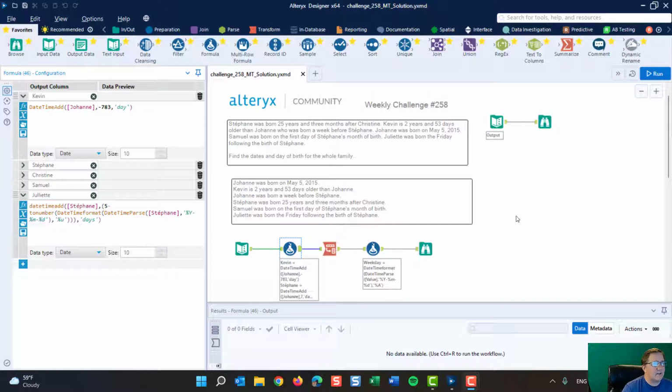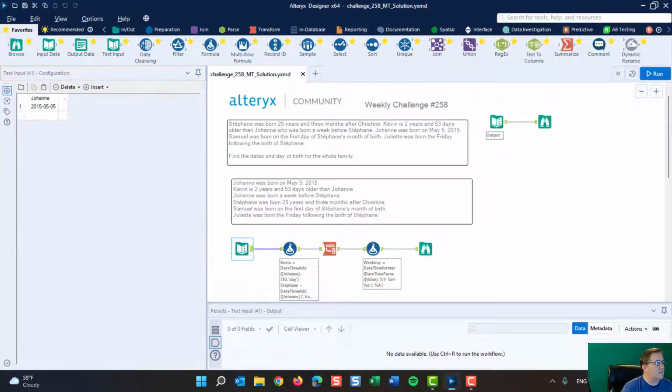Today's session is going to be weekly challenge number 258, and in it we do a little investigation to find out the birthdays of everybody in a family. We're given clues and information and we have to figure out how to solve what everybody's birthday is. For this, we are given to start off with one person's birthday, and we're given this little paragraph up here.